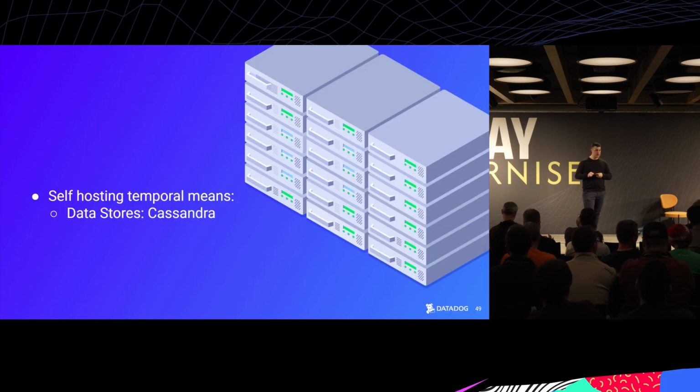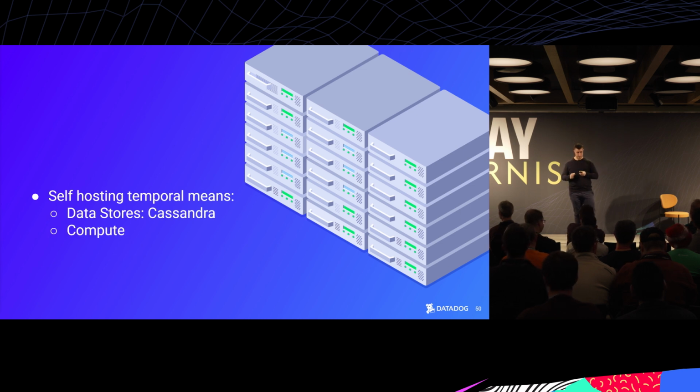So, long story short, if you self-host Temporal, you will have to, or potentially, self-host Cassandra, Postgres, or whatever you are using. You will have to self-host your compute, so Kubernetes and so on. Elasticsearch as well. If you are using advanced visibility, you will also have to look into Elasticsearch. And self-hosting Elasticsearch, just like self-hosting Cassandra, is not for the faint of heart.